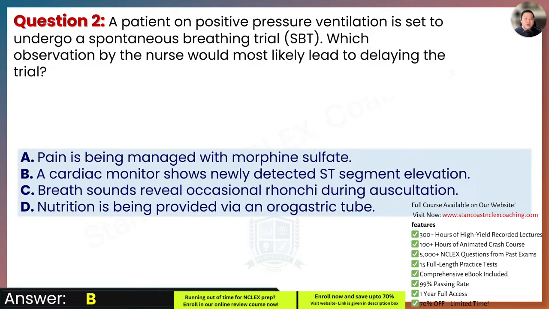And when you see any sudden cardiac changes in a question about ventilator weaning, you've got to pause. Cardiac instability is one of the top reasons to hold off on this kind of trial until further assessment and interventions are completed. So I hope that you got this question correctly.